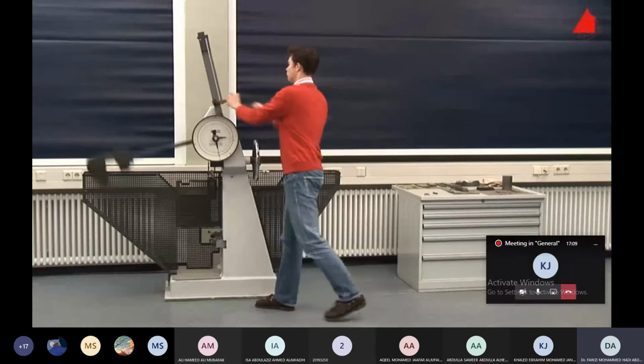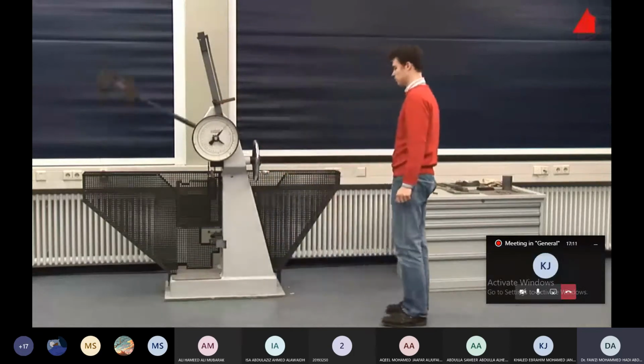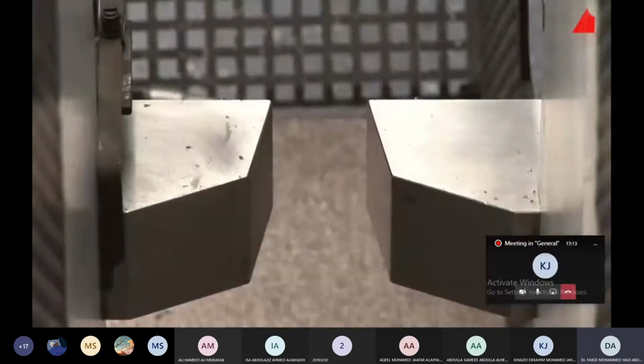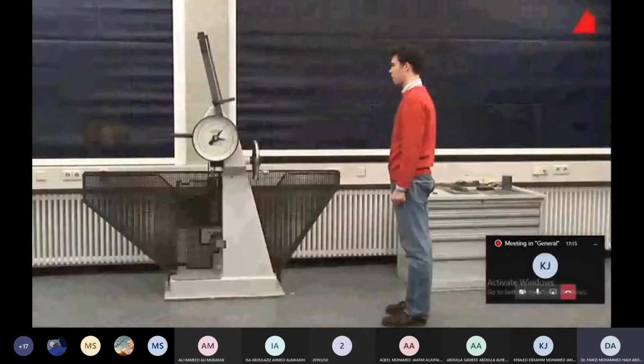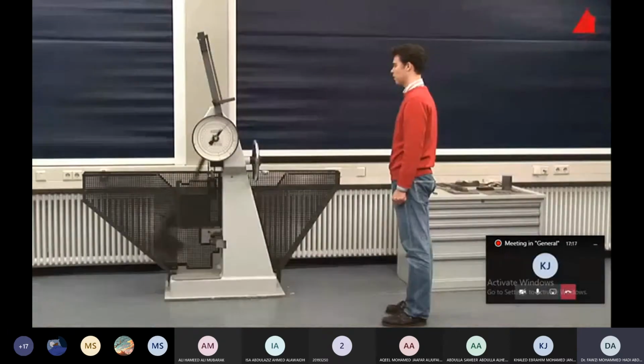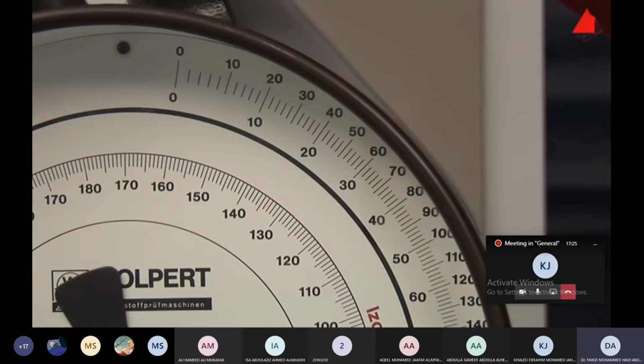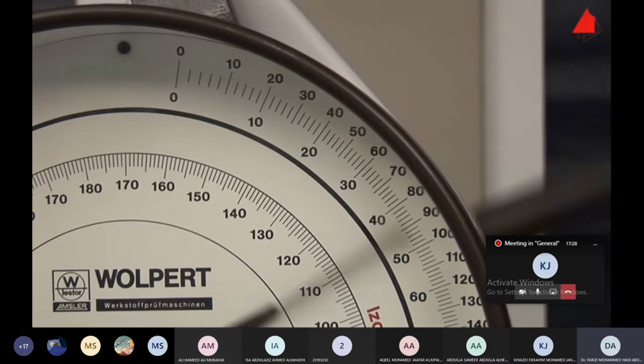Perfect. The test can begin. The pendulum is released, it swings downwards and hits the specimen with its rounded hammer peen. The specimen absorbs part of the pendulum's energy, so the pendulum doesn't reach the full height on the other side. The amount of energy that has been absorbed by the specimen can now be read off at the position of the drag indicator. It only amounts to 13 joules in this test.